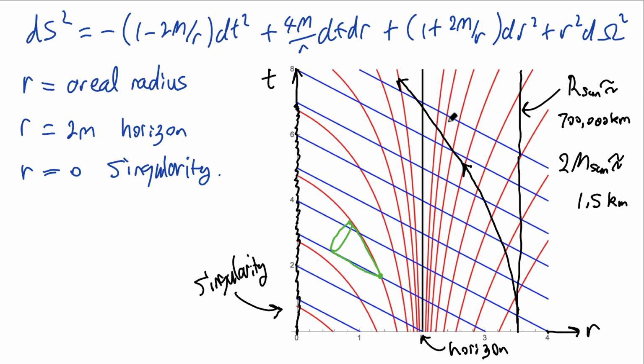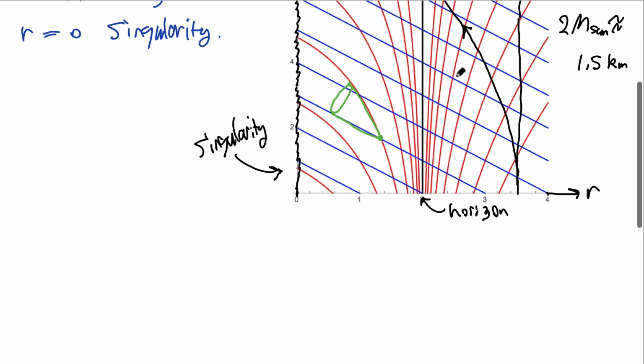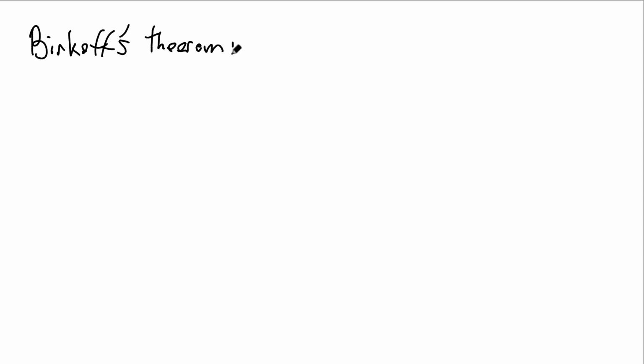So how do we know that the geometry outside a spherical collapsing body is given by the Schwarzschild geometry? Well, the answer is contained in what's called Birkhoff's theorem. Birkhoff's theorem tells us that the most general spherically symmetric vacuum solution of Einstein's equations is the Schwarzschild solution.